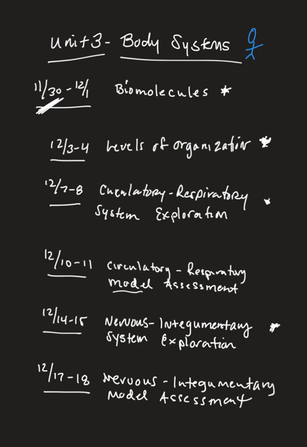So the week after that, the last week of the semester, the last week of December is part of the semester anyway, we're looking into the nervous system, my favorite, and the integumentary system, and how they work, what their parts are. And then you'll wrap up that week with another model assessment. You'll show us that you know what the nervous system is all about, what the integumentary system is all about, and how they really work together.